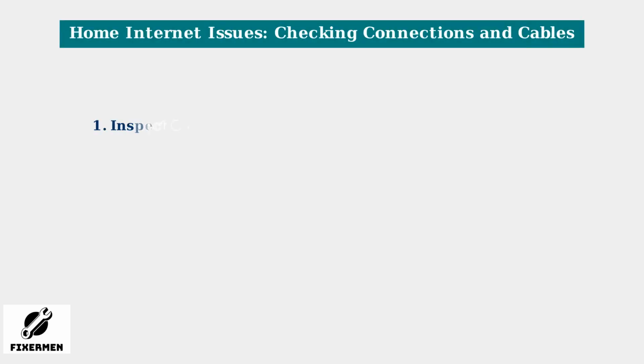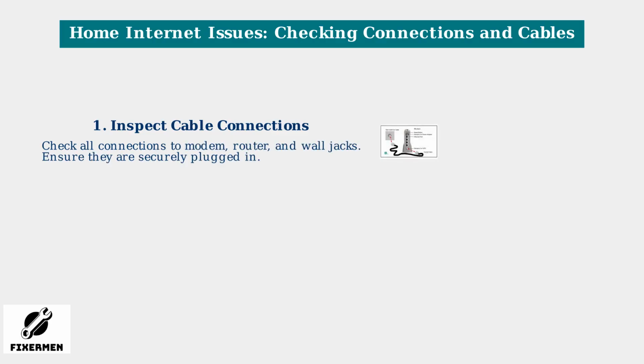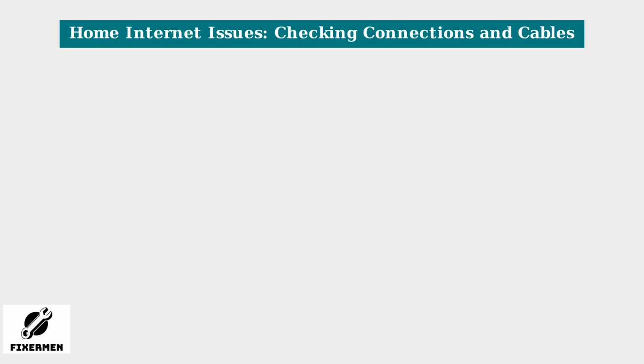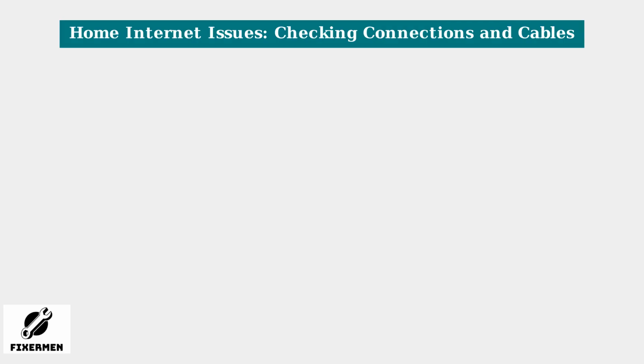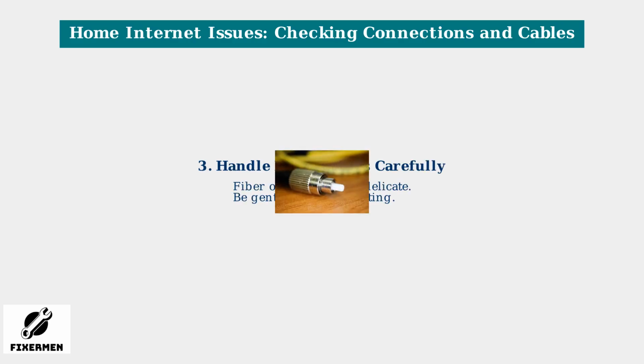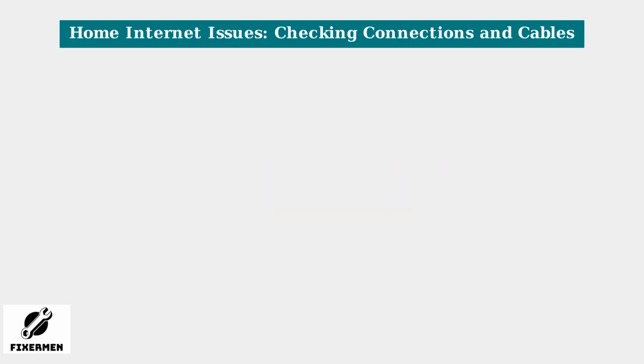For home internet problems, start by inspecting all cable connections to your modem, router, and wall jacks. Make sure they are securely plugged in to avoid loose connections. Damaged or loose cables can cause connectivity issues. If you suspect a faulty cable, try replacing it with a new one. If you have fiber optic service, be extra careful with the fiber cable, as it's more delicate than regular cables.